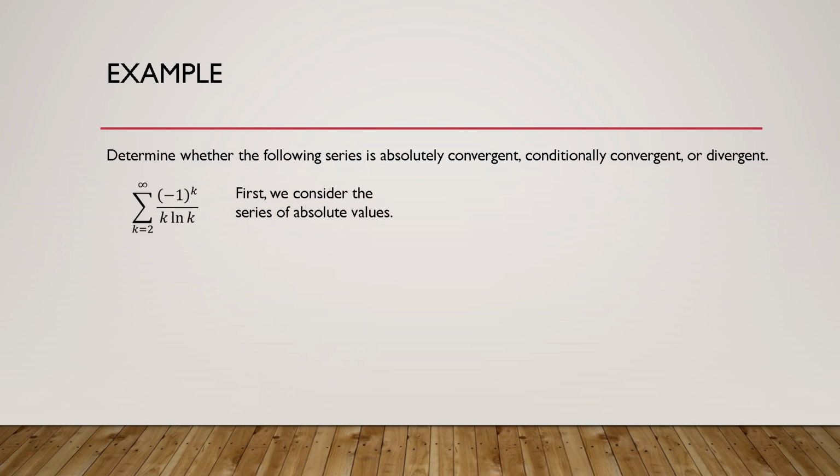First, we determine if the series is absolutely convergent. For this, we take the sum of the absolute values. When we evaluate this, we arrive at the sum from k equals 2 to infinity of 1 over k times the natural log of k.